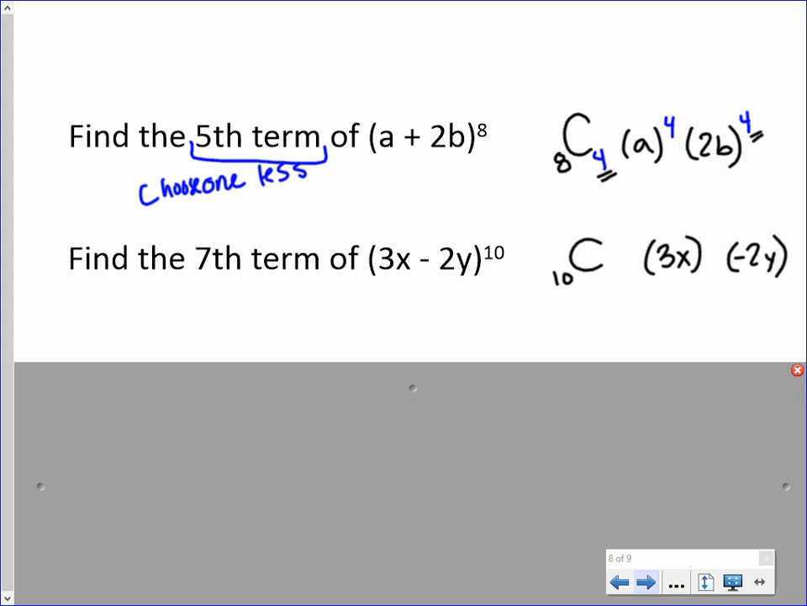How many are we going to choose here? Choose 6. That matches the exponent for negative 2y. So then the exponent for 3x is 4, because these two exponents have to add up to the power 10. So that'll make it nice. It's tricky because you have to remember it's one less. Think about what the very first term in the binomial theorem is.